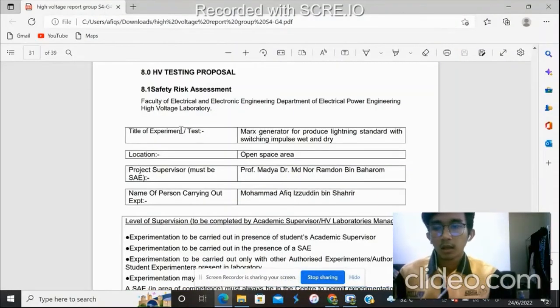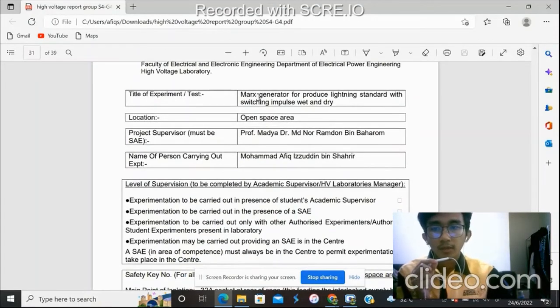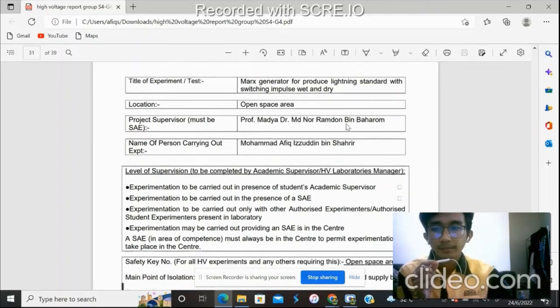Okay. So I will explain a little bit about the high voltage testing proposal. This is our safety assessment, and the title of our experiment is Marx generator to produce lightning standard with switching in fast, wet, and dry. Our location will be an open space area.